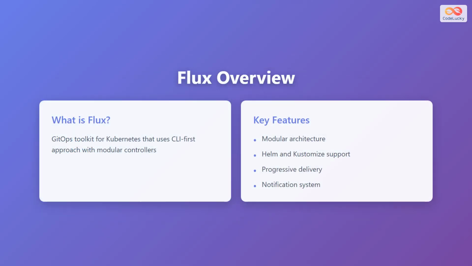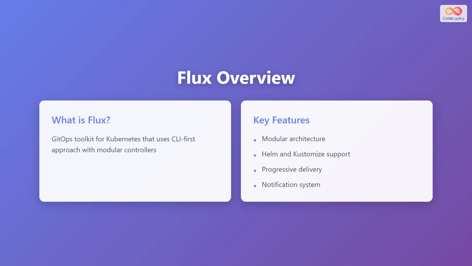Flux is another powerful GitOps tool for Kubernetes, but it takes a different architectural approach compared to ArgoCD. Flux is built as a modular GitOps toolkit with a CLI-first approach, giving you flexibility and customization options. Flux consists of several specialized controllers that work together to provide GitOps functionality.